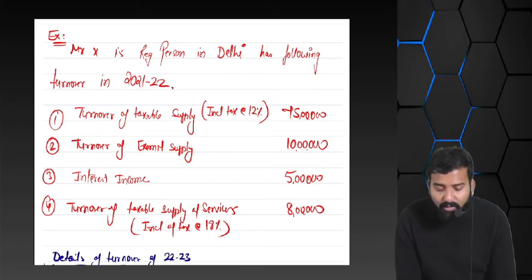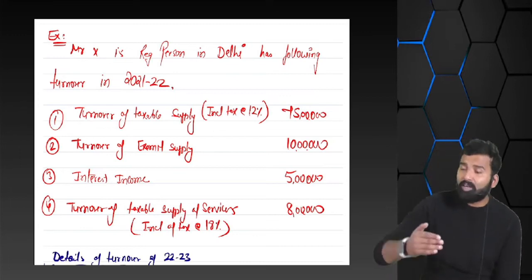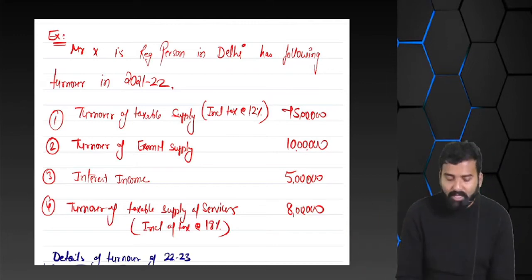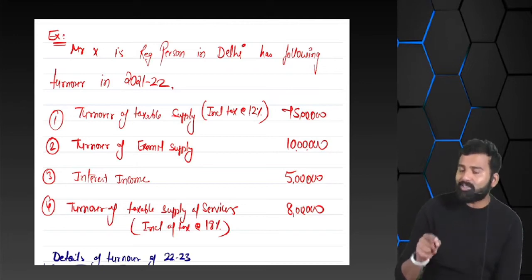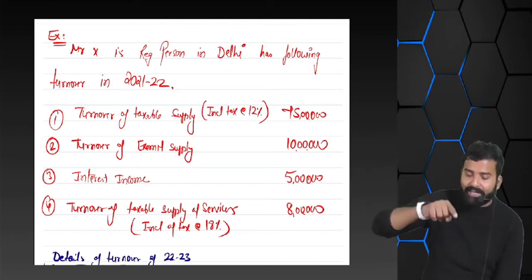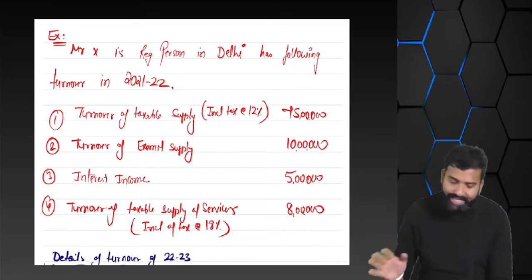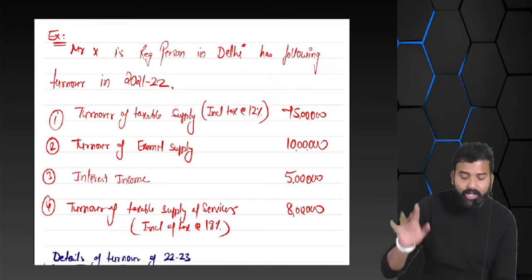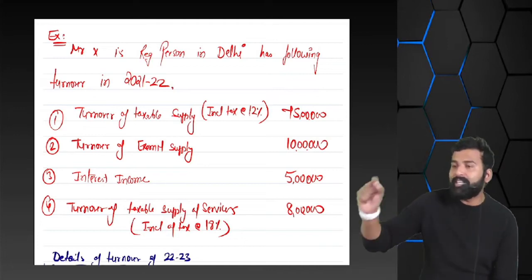First of all, for the previous year, we have to calculate aggregate turnover. While calculating aggregate turnover, everybody should know that we are going to exclude tax. So when we calculate the turnover of taxable supply, we will divide 75 lakh by 112 and multiply by 100, because it includes tax. Then 10 lakh is already exempt, so no tax is included. We are not going to include interest income, so just exclude it. And the turnover of taxable supply of services is 8 lakh divided by 118 into 100.